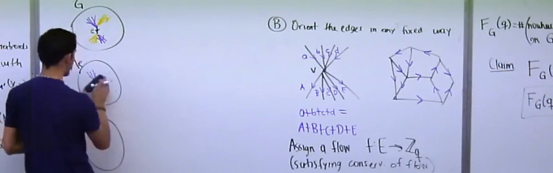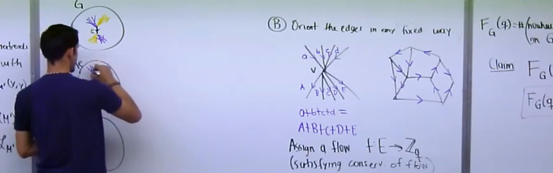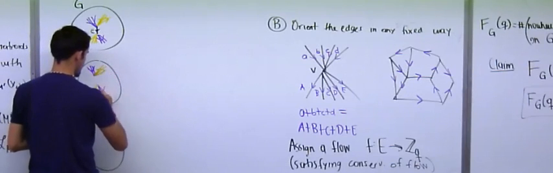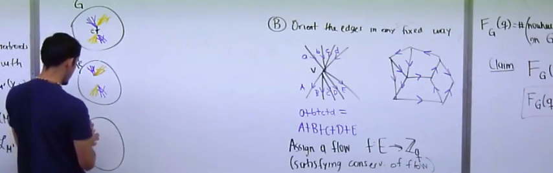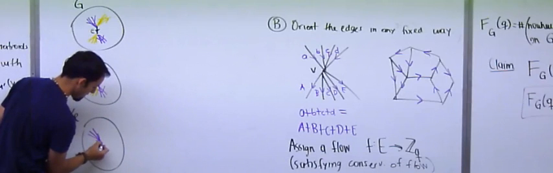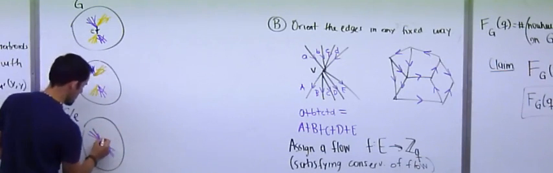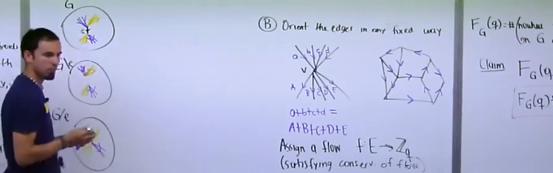Except I deleted the edge. So it looks like this, looks like this, looks like this. And here I contracted. So now this looks like these guys are going in and then they're going out over here. And these guys are coming out of here and coming into here. Okay.